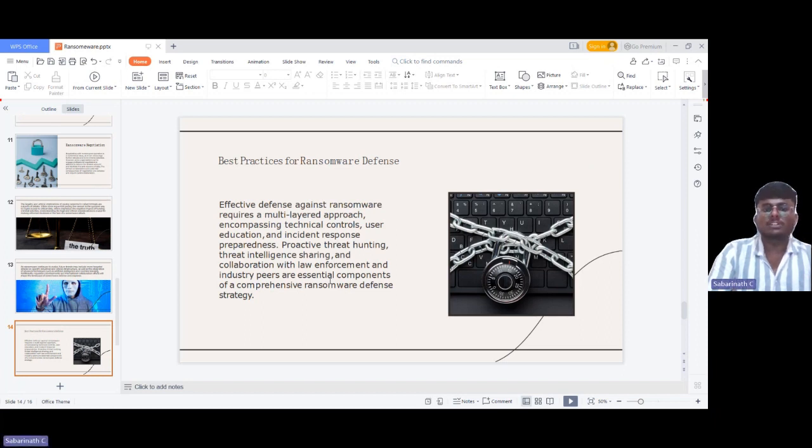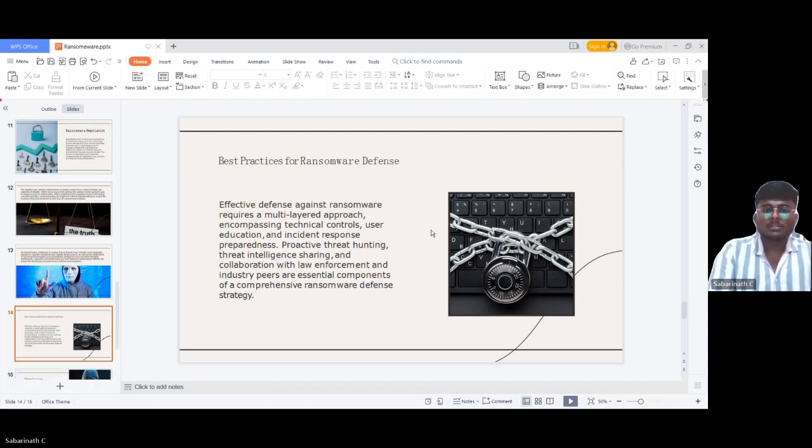Here are some of the best practices for ransomware defense. Effective defense against ransomware requires a multi-layered approach encompassing technical controls, user education, and incident response preparedness. Proactive threat hunting, threat intelligence sharing, and collaboration with law enforcement and industry peers are essential components of comprehensive ransomware defense strategies.